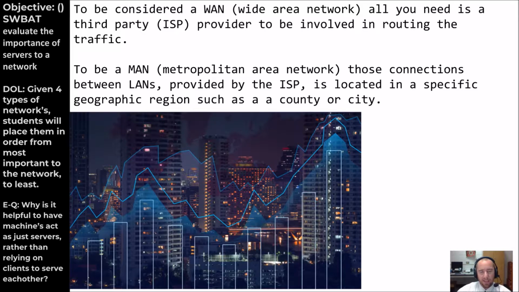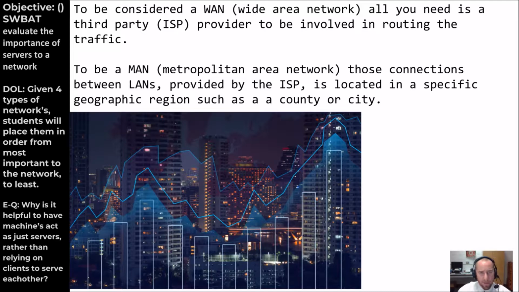A WAN is a wide area network, and this one's really simple. So all you need is a third-party ISP provider to be involved in routing the traffic. So just think of those big companies, Time Warner, Comcast, CenturyLink. If they're the ones doing the routing, then you have a WAN right there. And I've heard people say the internet itself is the largest WAN.